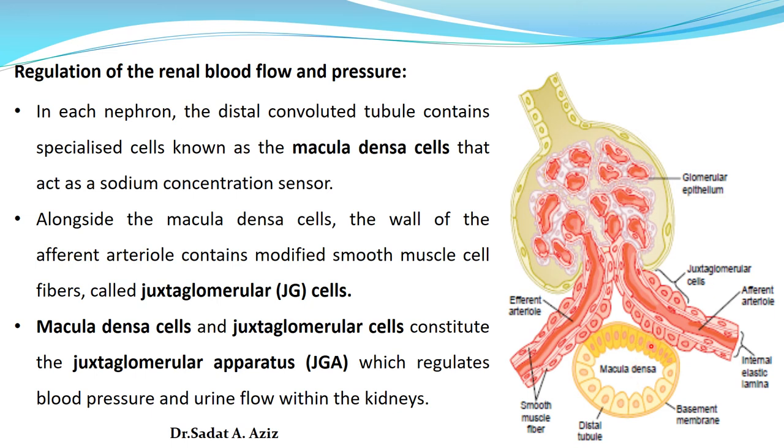So the coordination between the macula densa cells and the juxtaglomerular cells constitutes a specific type of arrangement which is called the juxtaglomerular apparatus, which regulates blood pressure and urine flow within the kidney.